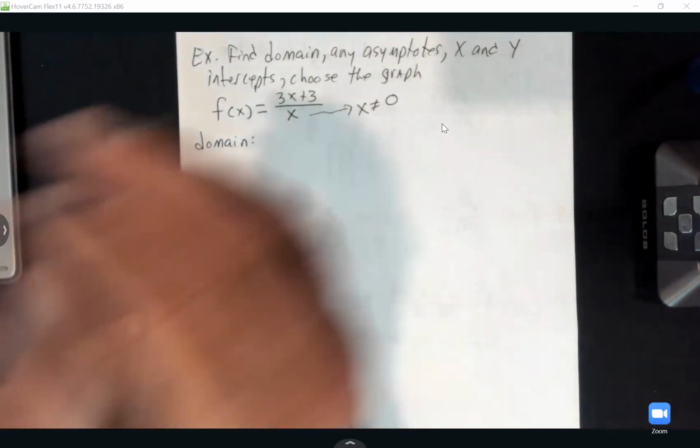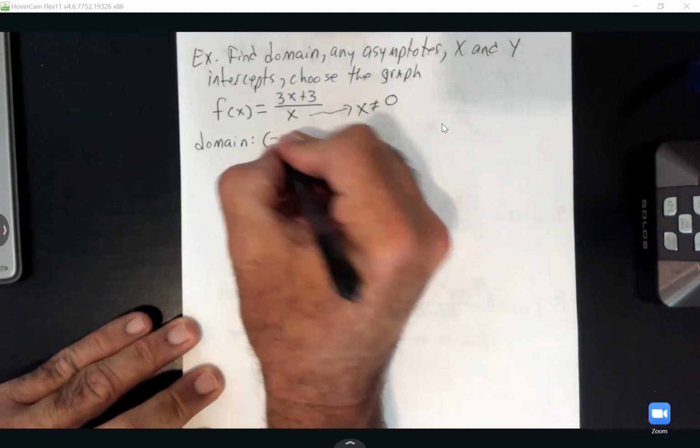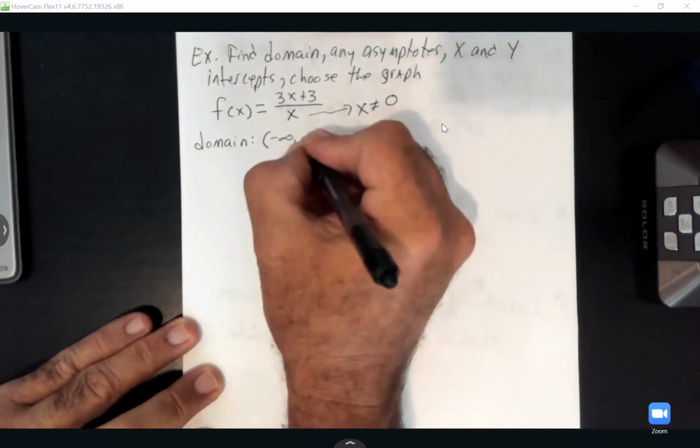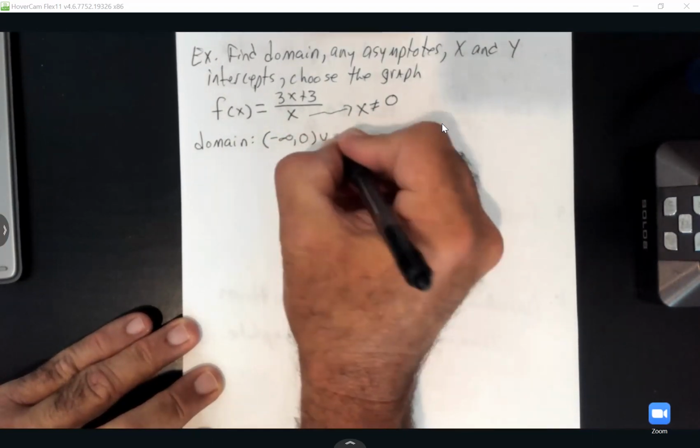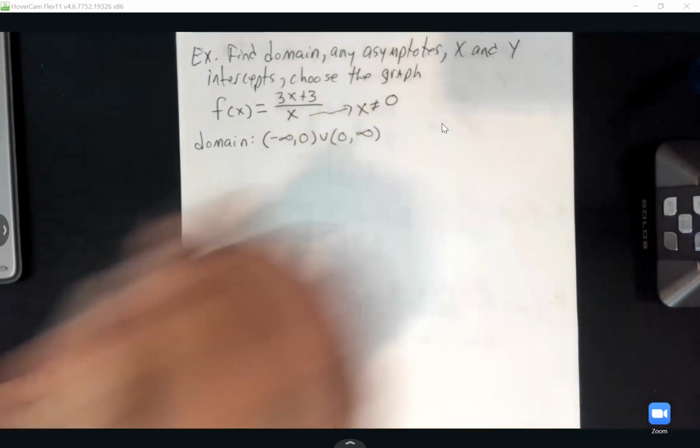So now I got to do my interval notation. We're going to start at negative infinity, kick out that 0 by unioning around it, and then from 0 to infinity.